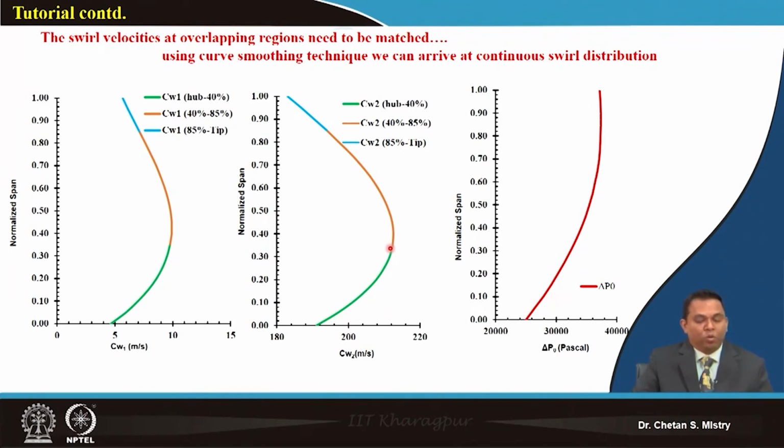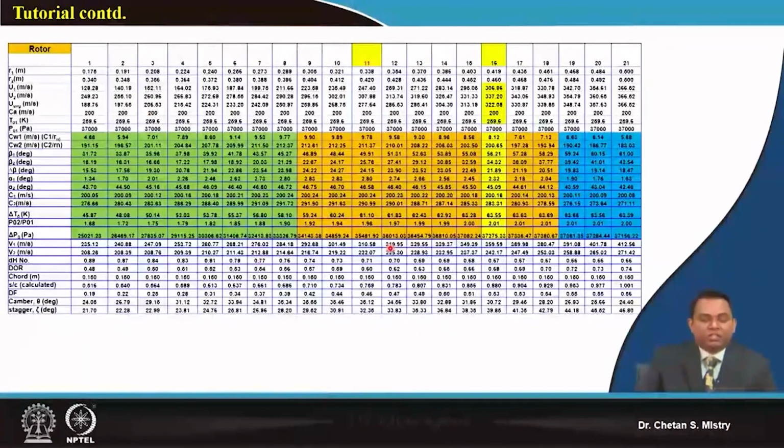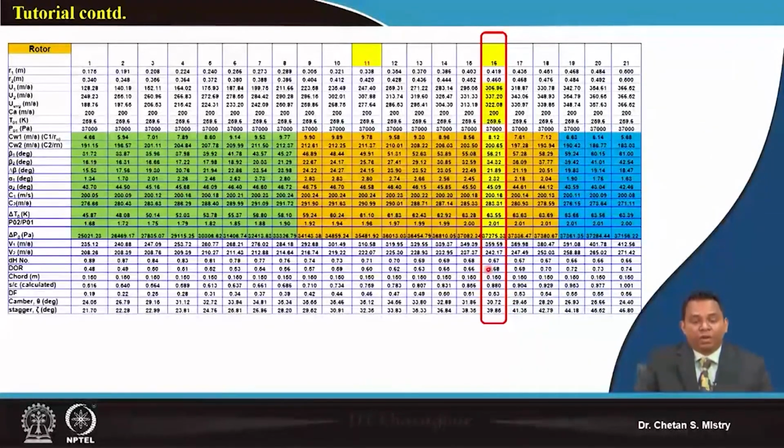Now let's look at this. This represents the Excel sheet with the smoothing of the curve. If we look at it, this represents the very first calculation that we have done at 75% span.